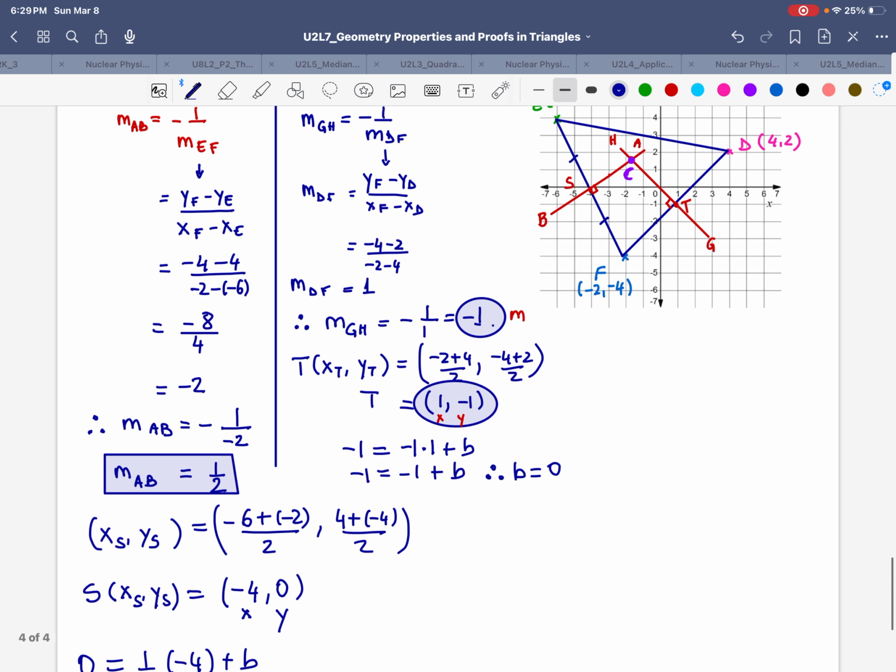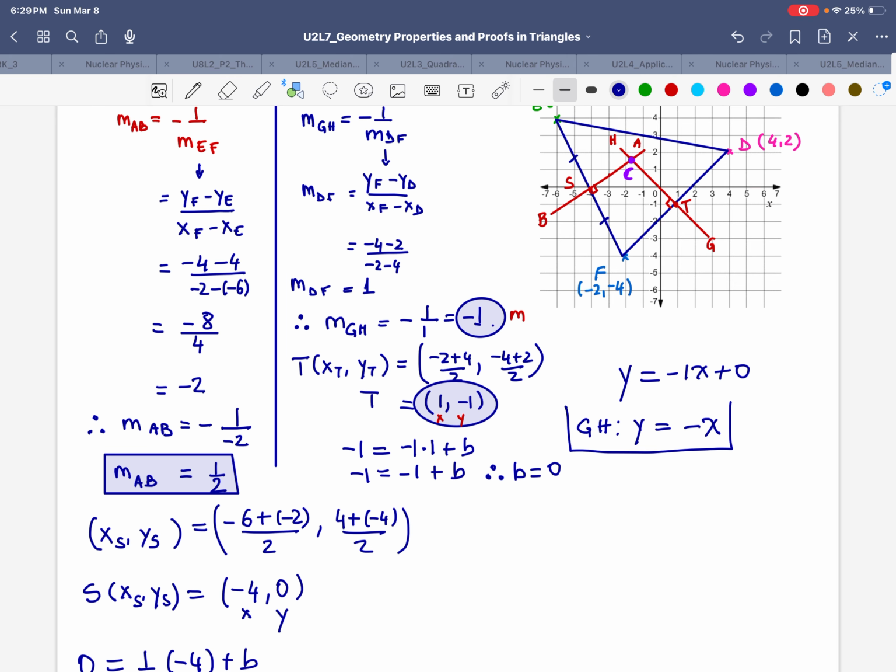So that will make the equation of the right bisector GH, y equals -1x plus 0, or simply y equals -x. So this would be the equation of the right bisector GH.